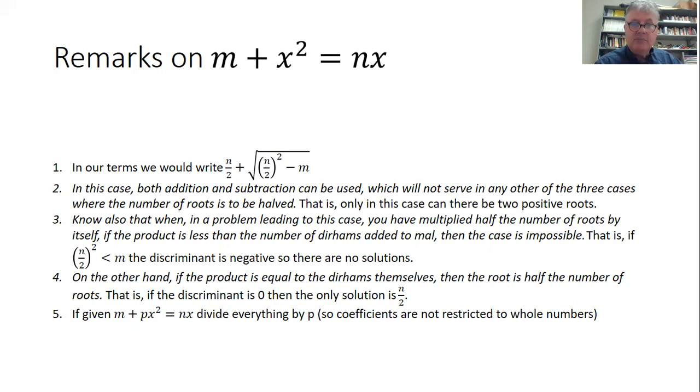And then it goes on to talk about when the discriminant is 0. On the other hand, if the product is equal to the dirhams of mal, then the root is half the number of roots. So if the thing under the square root is 0, then you've just got n on 2, and that's the only solution.